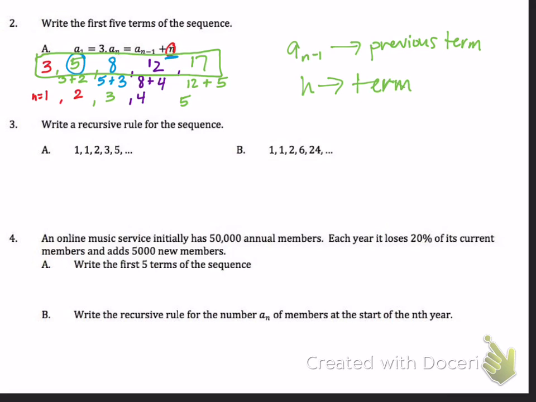So now we are going to be given numbers. We're given a sequence, and we actually have to write the recursive rule for that. So it's kind of like going back to the first lesson where we had to create our own rule. But now recursive means I'm going to be using a sub n minus 1. So based on the previous term, what am I doing with the next term? So here we have 1, 1, 2, 3, 5. Can anyone see a pattern?